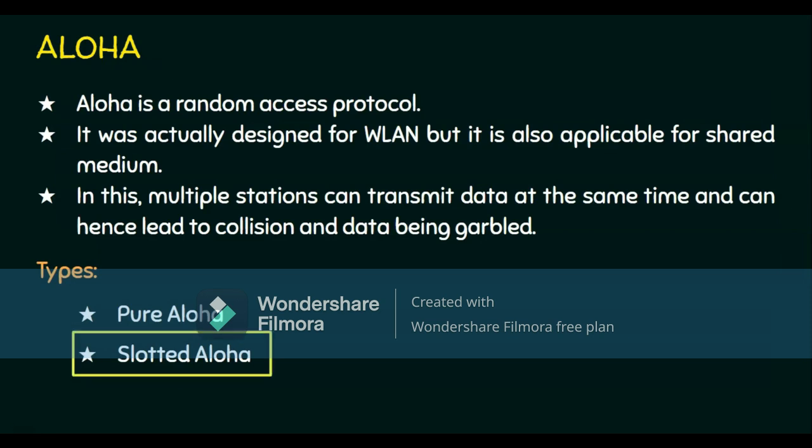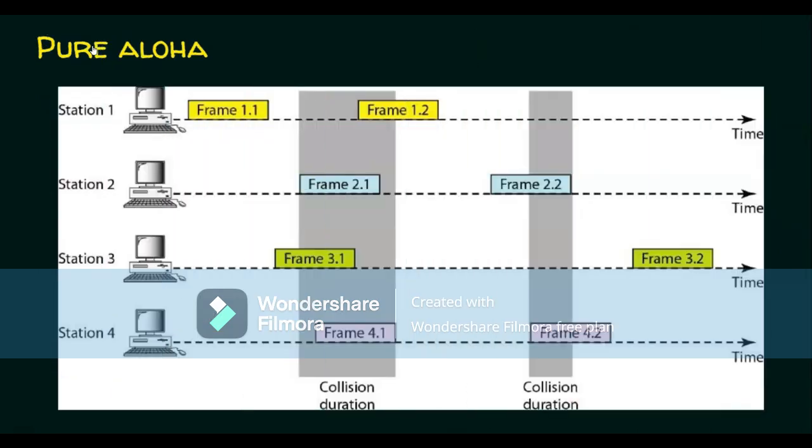Before going into Slotted Aloha, we will just revisit what is Pure Aloha. In Pure Aloha, any station can place their frames on the medium, that is the shared medium, at any time. So station 1 is placing here, and station 2 is placing here, station 3 is placing here, and station 4 is placing here. So this placement of frames on the medium is random, and whenever any station has the data, it just places.